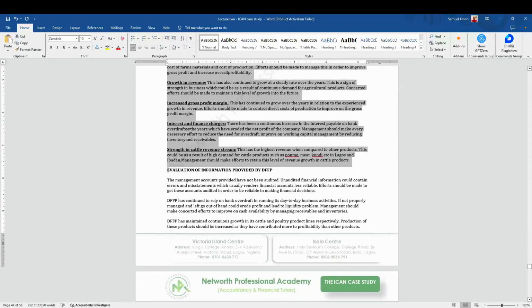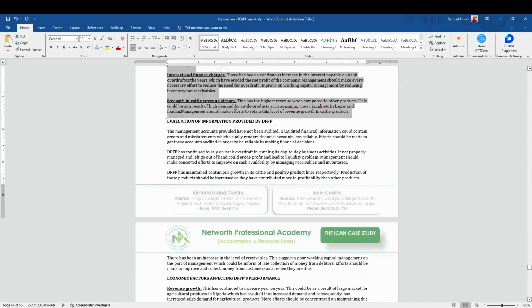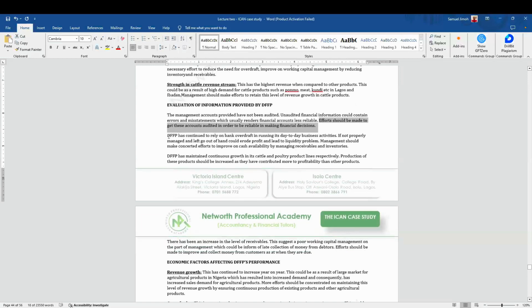Okay. Then the other thing is, once you are done with the other issues that you have identified, then the evaluation of information and ethics. Remember the professional skepticism and ethics. That is the evaluation of information. You do that. And I told you that the first issue you should identify there is, if you are given management accounts, the issue will be that they have not been audited. And unaudited financial information could contain errors and misstatements, which usually render financial accounts less reliable. Then you advise that effort should be made to get these accounts audited in order to be reliable in making informed financial decisions.